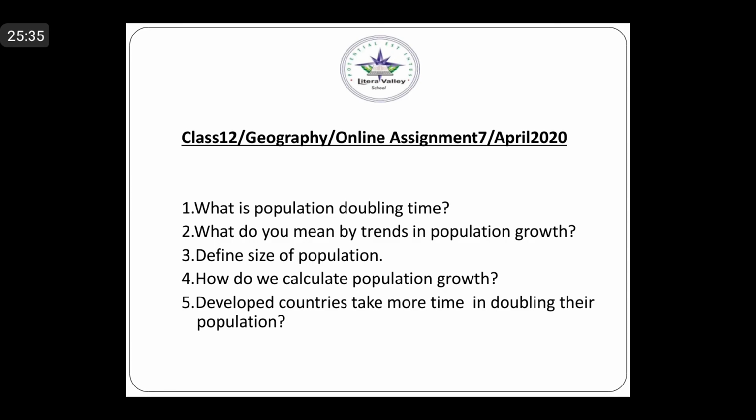Now look at this assignment. I have given you very few questions today, which you will do in your notebook. Like, what is the population doubling time? What do you mean by trends in population growth? These things we have discussed, and the size of population. Then there is one question on how to calculate population growth. Then, developed countries take more time. What was the reason? And what was the reason for the more time in doubling their population? Okay.